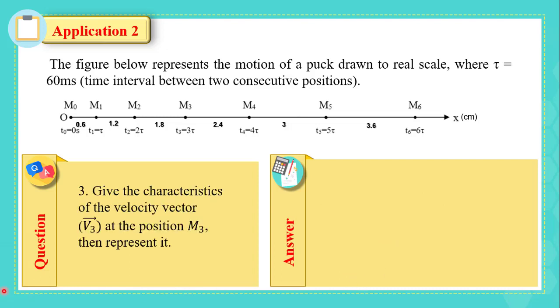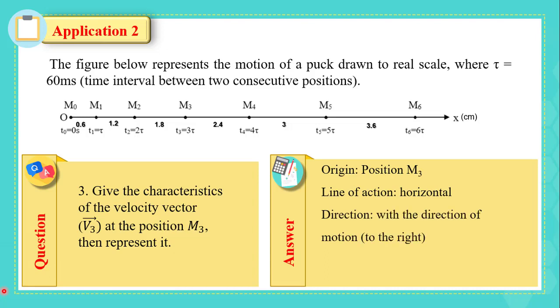In the third part, you are asked to give the characteristics of the velocity vector V3 at the position M3 and represent it. The origin of V3 is the position M3, the line of action is the horizontal axis, the direction is with the direction of motion, which means that it is to the right, and the magnitude is the norm of the vector V3, which is the speed at the instant 3, which is equal to 0.35 meter per second. To represent it, consider the scale. Each 1 centimeter is equal to 0.35 meter per second. Then we will draw V3 at M3 directed to the right of length 1 centimeter.